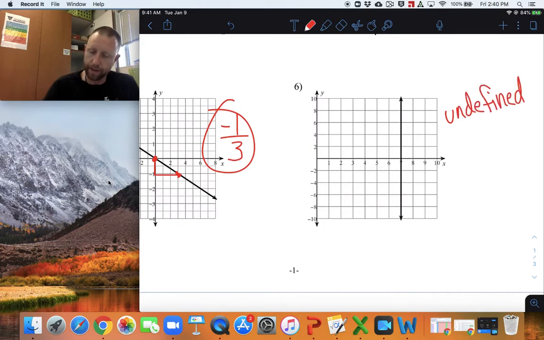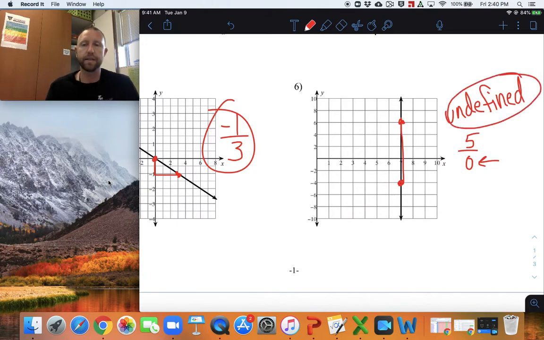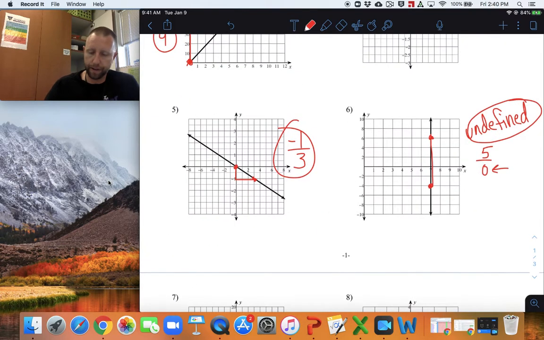And the reason it's undefined, pick any 2 points, okay? Let's say I pick those. When I go up, I can do my rise. I go up 1, 2, 3, 4, 5. But I'm not going over at all. I don't go side to side at all. So that would be a 0. My run is 0. And we can't have that 0 in the denominator. Okay, that's why our answer is undefined. Can't have a 0 in the denominator of a fraction.